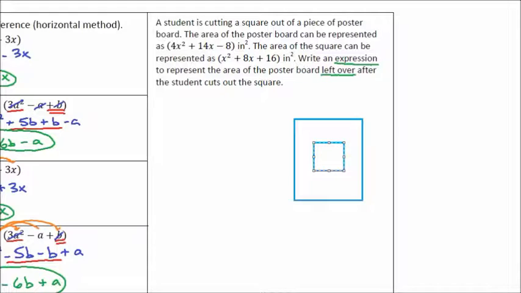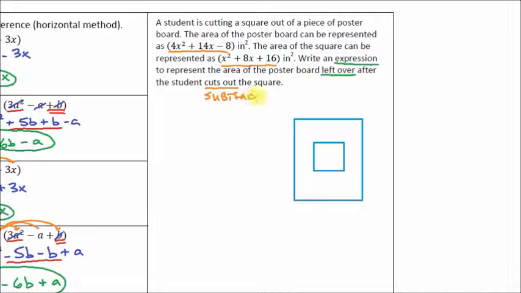Alright, so look, all we're doing right now, class, is we're just diagramming the word problem. It says the area of the poster board can be represented as this, and the area of the square can be represented as this. So I know how much area this whole thing is. That's this. And I know what the area of this cutout piece is. That's this. Now, if you think about this, they want to know the area of the poster board left over. Now, isn't that just logical? It's the whole poster board minus the piece you cut out. Whenever you see cutting out, that means subtract.